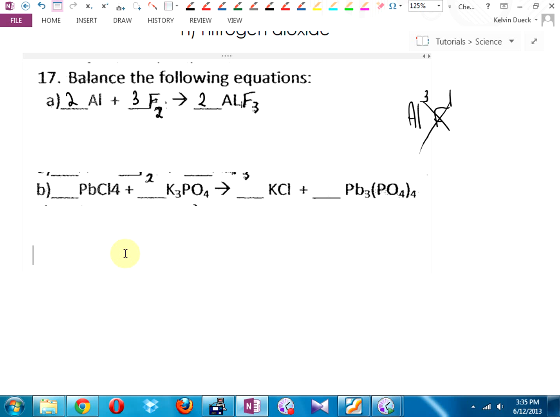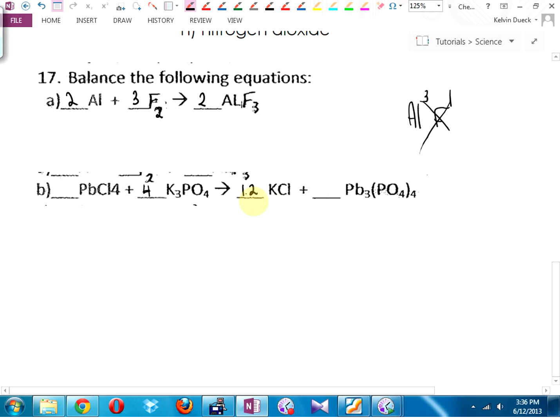I think a good place to start is with the polyatomic ions, because if you get those right, that often dominoes taking care of the other ones. So the polyatomic ion that I see is PO4. How many PO4s do you see on the right-hand side? 4. So I'm going to need 4 of those. What just changed? The potassium. How many potassiums are there on the left-hand side? 12. How many do I need on the right-hand side? 12. What just changed? The chlorine.